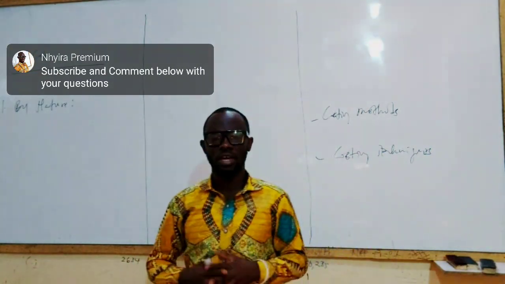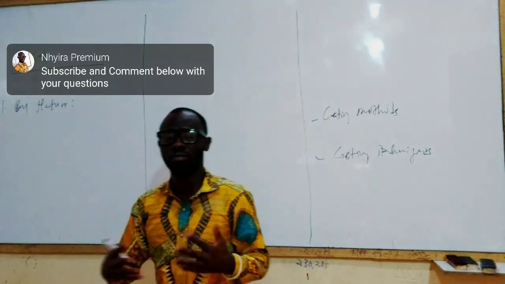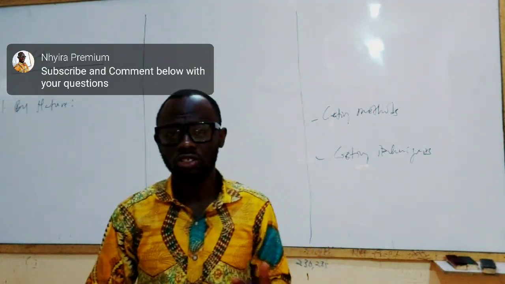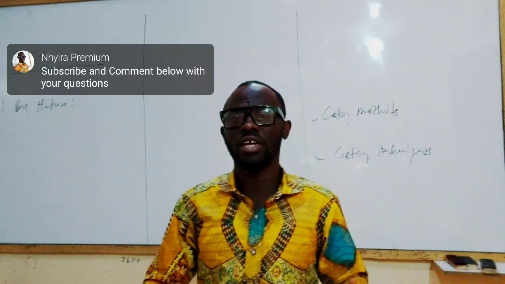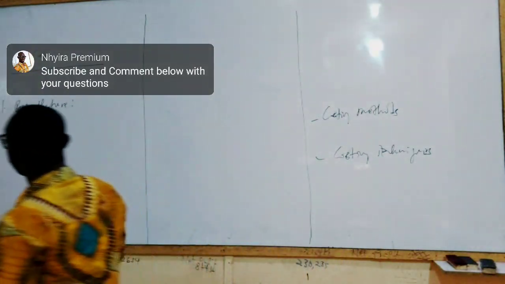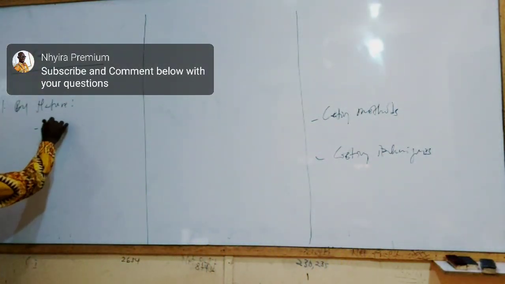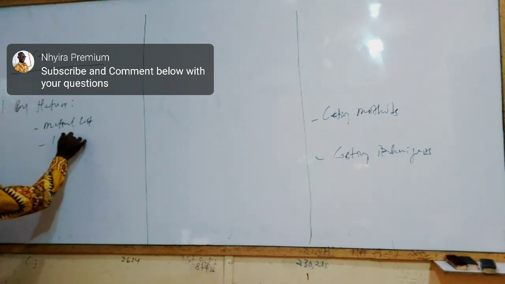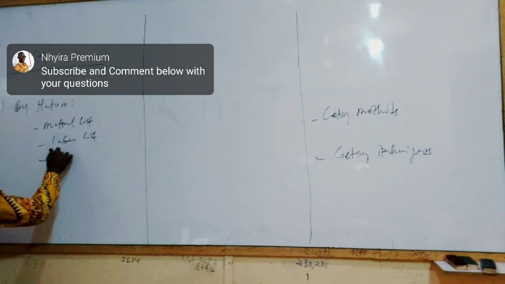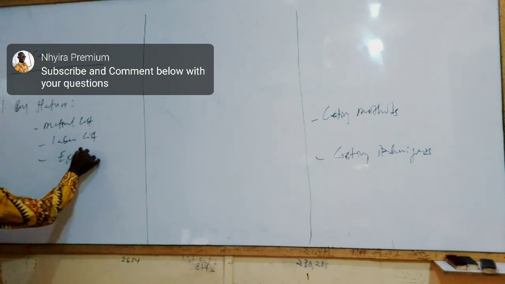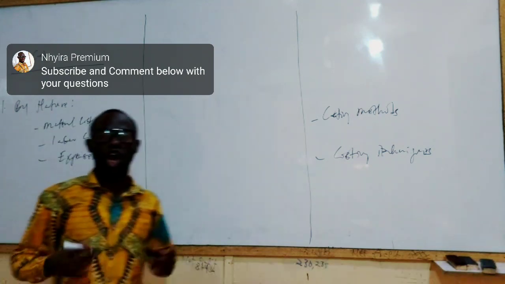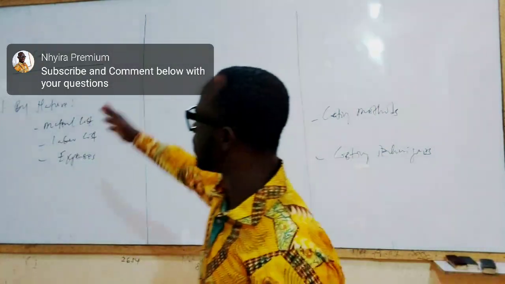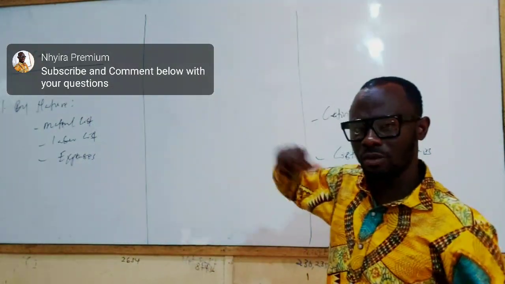So what are the elements of cost then? If we want to determine the cost of a product, the cost of a service, what are the elements of cost? There are three elements of cost. We have material cost, labor cost, and then expenses. So let's take them one after the other.